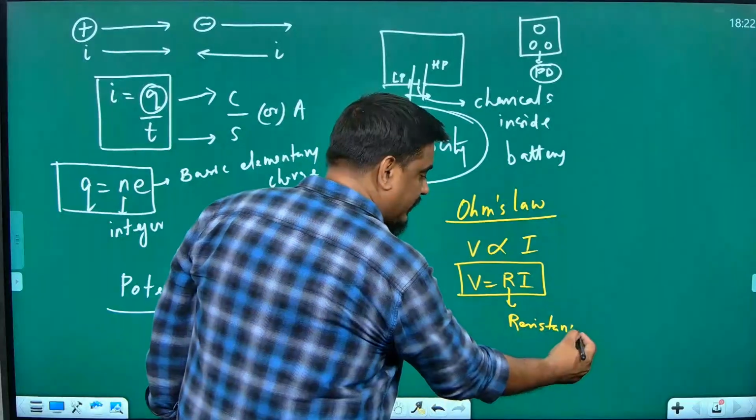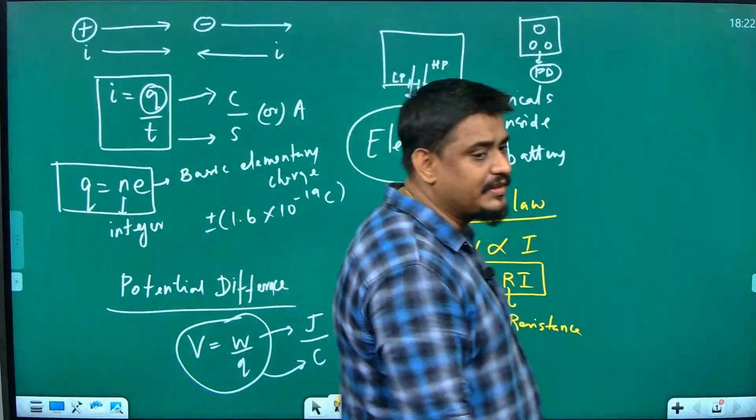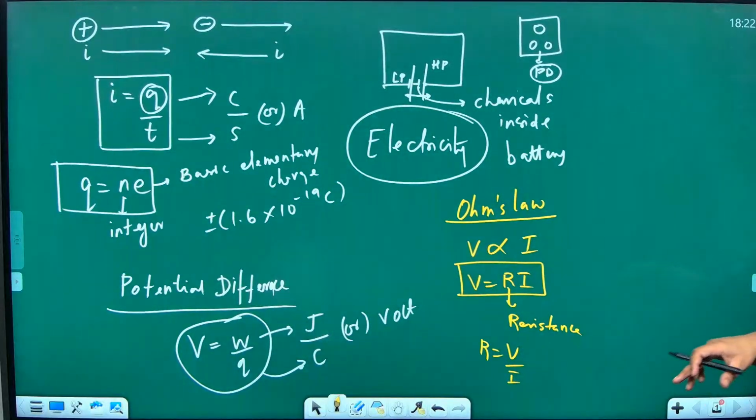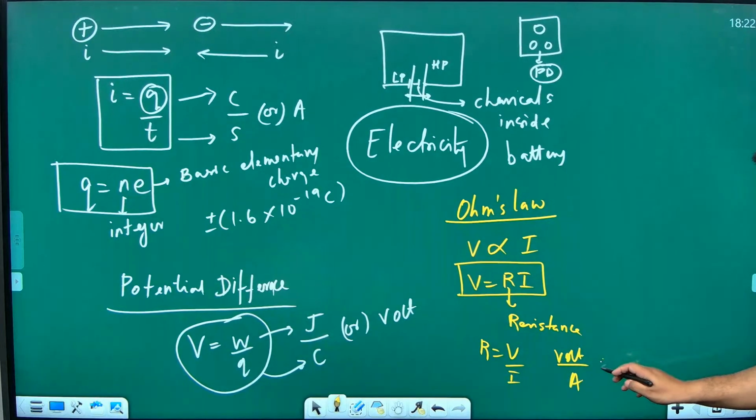So from here you know resistance is equal to V by I. V is in volt, I is in amperes. Volt per ampere is called as ohm. Volt per ampere. It is also called as ohms, O-H-M, given by this symbol, ohm.